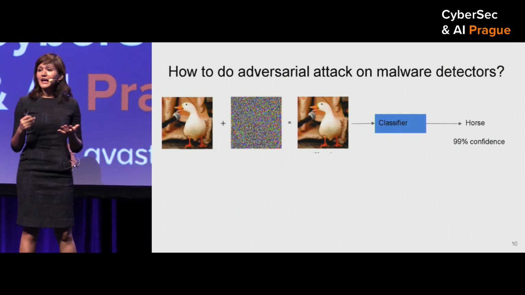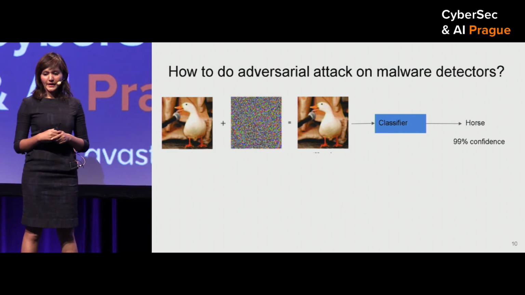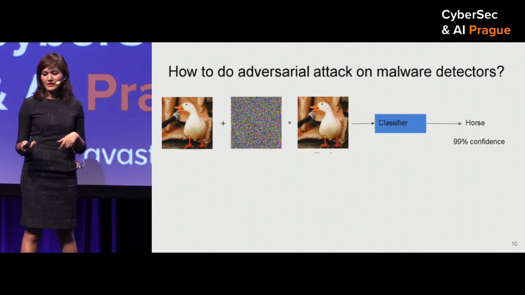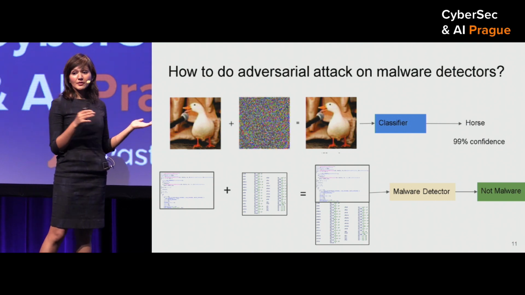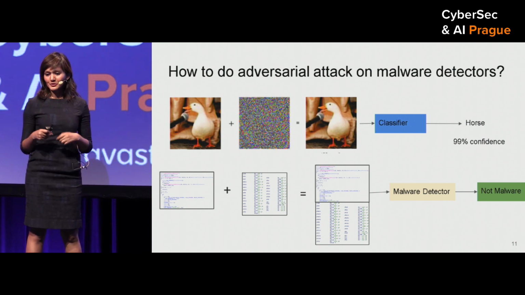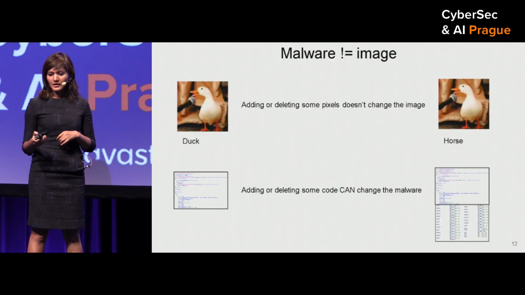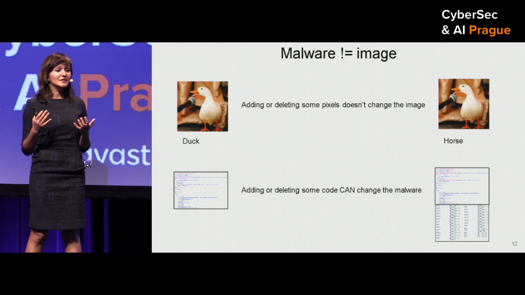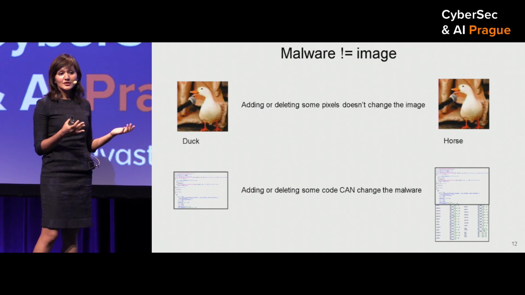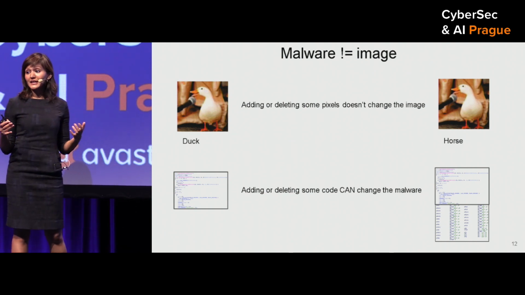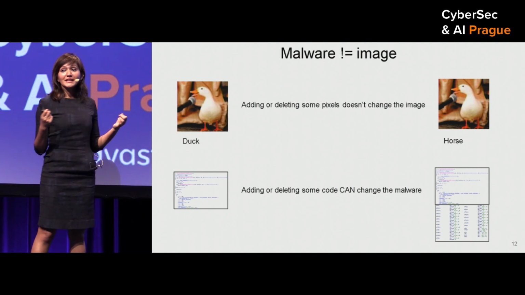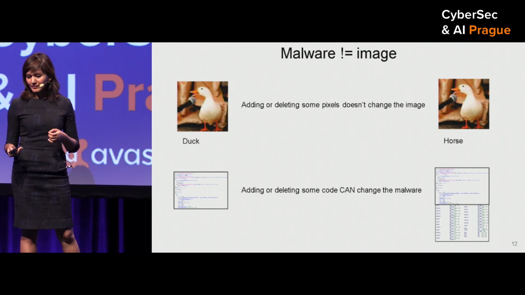So how do adversarial attacks work in the malware domain? The attacks are very similar in concept to the image domain. Here, we have to change some code by adding some other stuff to it. But even though these attacks are very similar in concept, there are some fundamental differences between these two domains. First of all, adding and deleting some pixels in an image does not change that image so that it's beyond recognition. But adding and deleting a little bit of code from a malware might make it not a malware anymore.